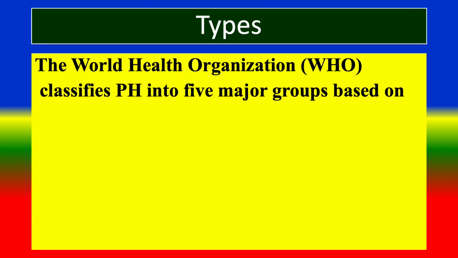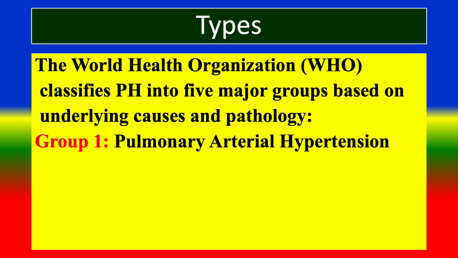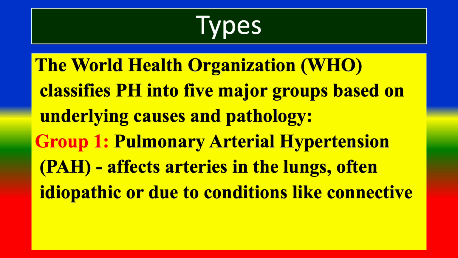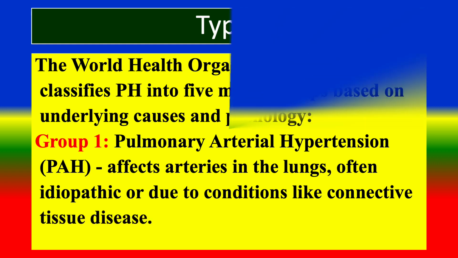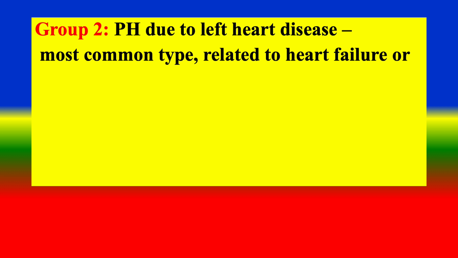Types. The World Health Organization classified PH into 5 major groups based on underlying causes and pathology. Group 1, Pulmonary Arterial Hypertension (PAH), affects arteries in the lungs, often idiopathic or due to conditions like connective tissue disease. Group 2, PH due to left heart disease, most common type related to heart failure or valve diseases.